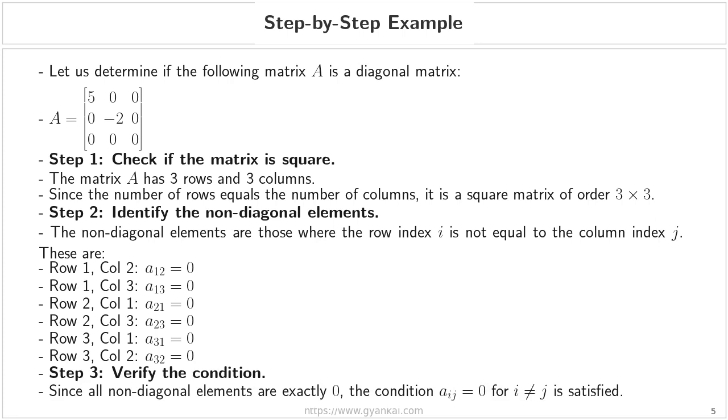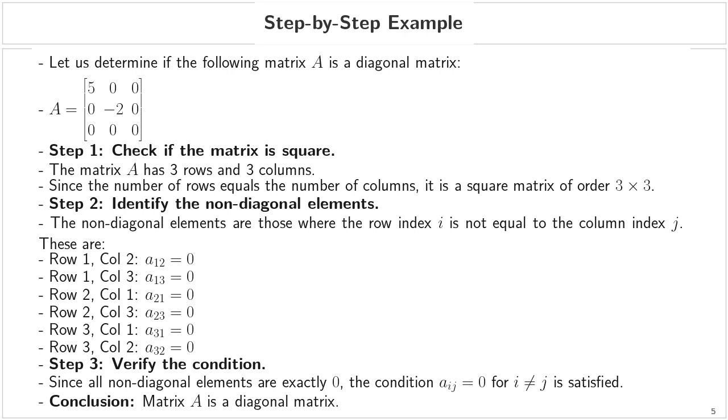Step 3. Now, we verify the condition. Since every single one of these non-diagonal elements is exactly 0, the mathematical condition that a sub ij equals 0 whenever i does not equal j is fully satisfied. In conclusion, because it is a square matrix and all elements outside the main diagonal are 0, matrix A is indeed a diagonal matrix. Note that the 0 appearing on the main diagonal at the bottom right does not disqualify it, as diagonal elements can be any value.